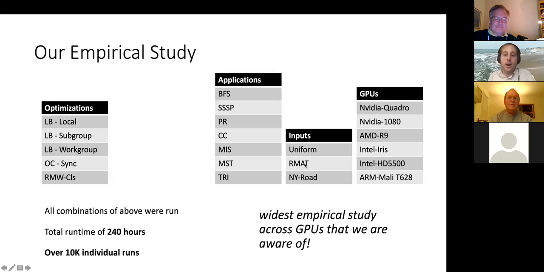So we tried RMAT, which is basically representative of social networks, road networks, and sort of a uniform random graph. And the different GPUs we tried were two NVIDIA GPUs, an AMD GPU, two Intel GPUs, and an ARM GPU. And as far as we know, this is the widest empirical study across GPUs that we are aware of. I have yet to see anybody do four vendors and six GPUs.